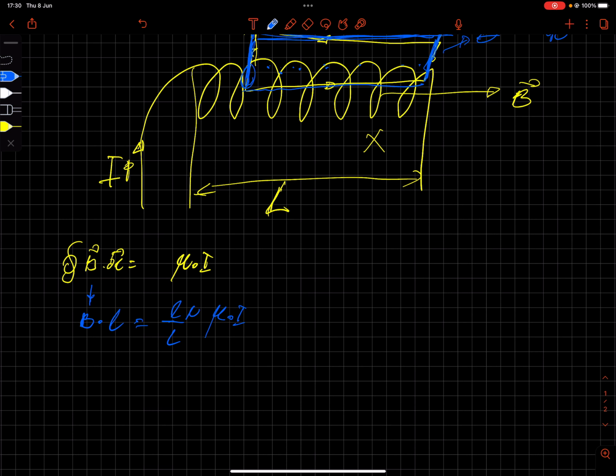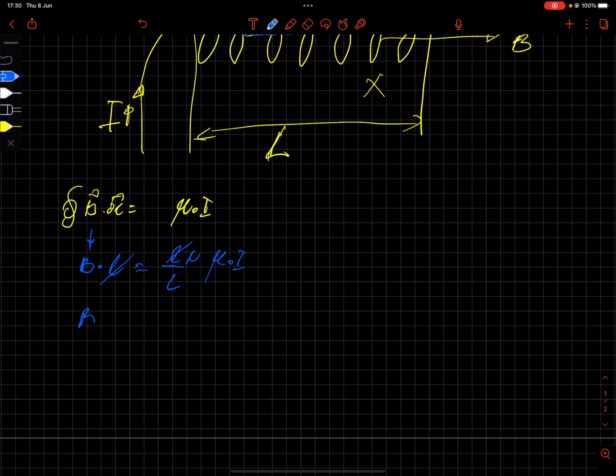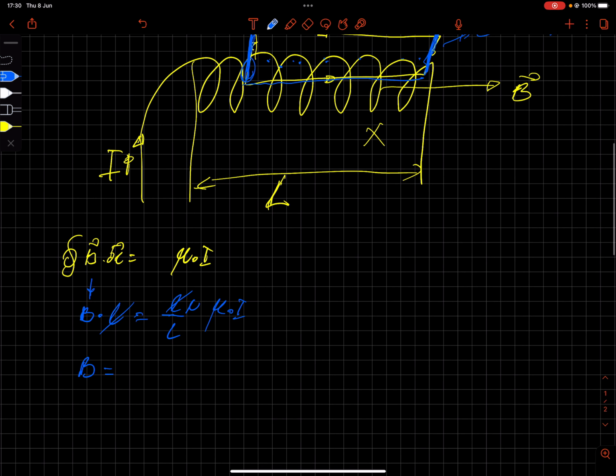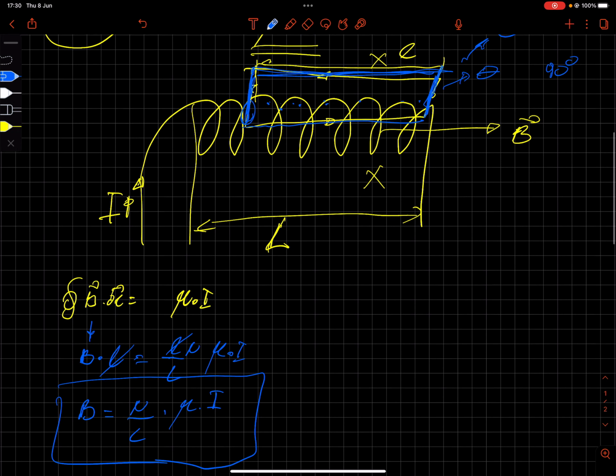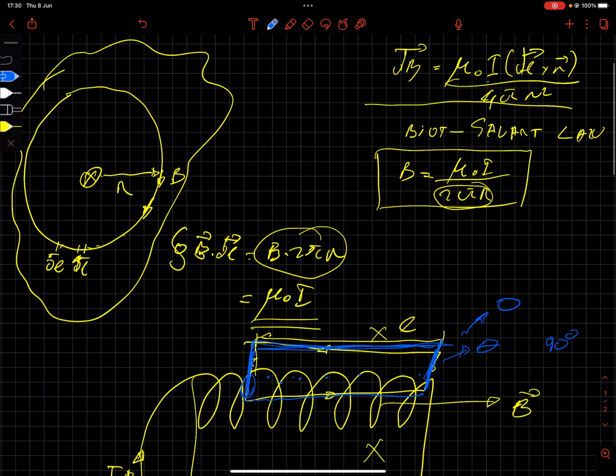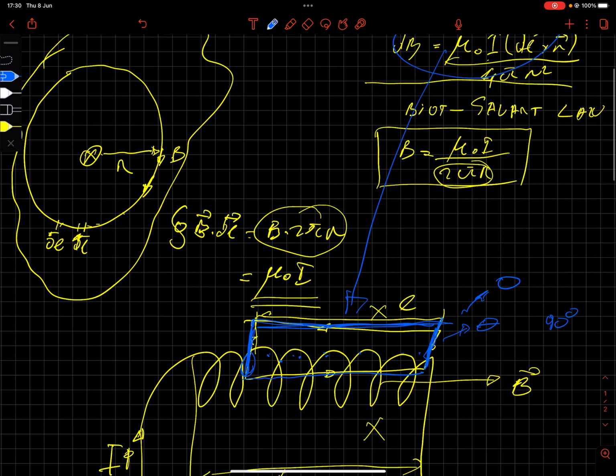Now we can simplify this a little bit. We can cancel this L and this L, and we have that the magnetic field inside the solenoid is equal to n times mu times I. And you can see this is a quite straightforward calculation. But now imagine that you have to use the Biot-Savart law to calculate it, it would probably be a nightmare.